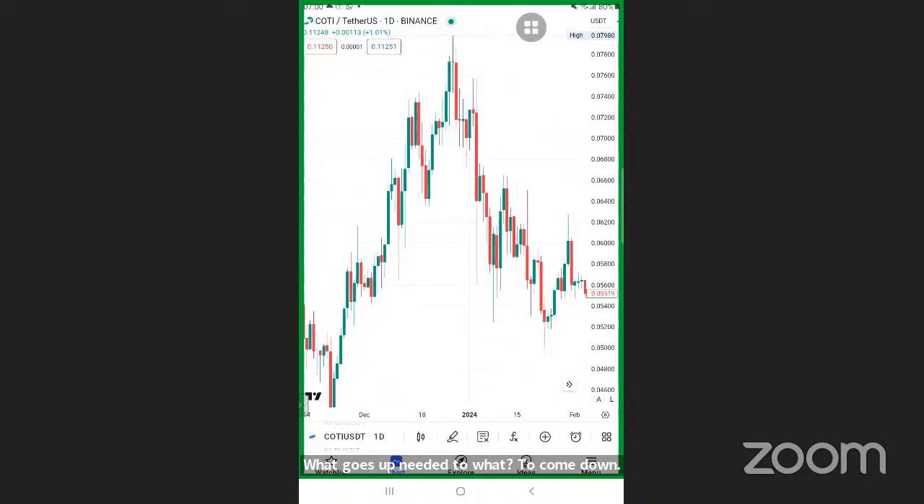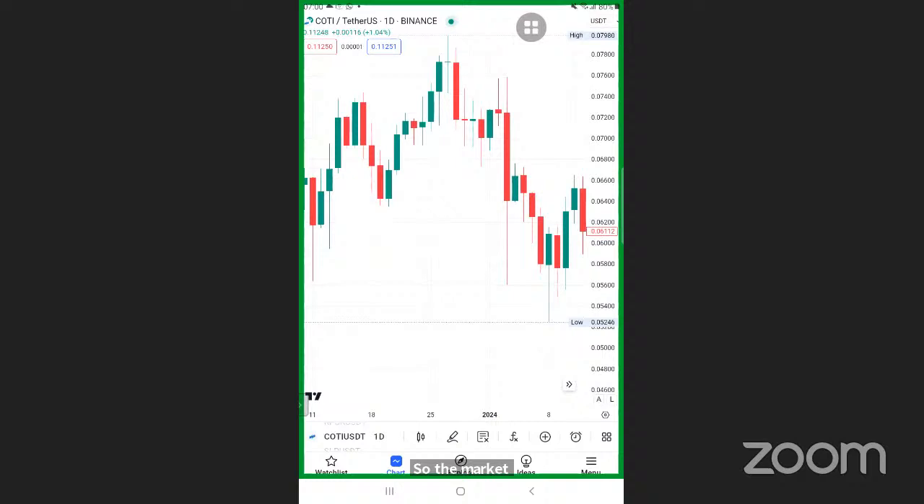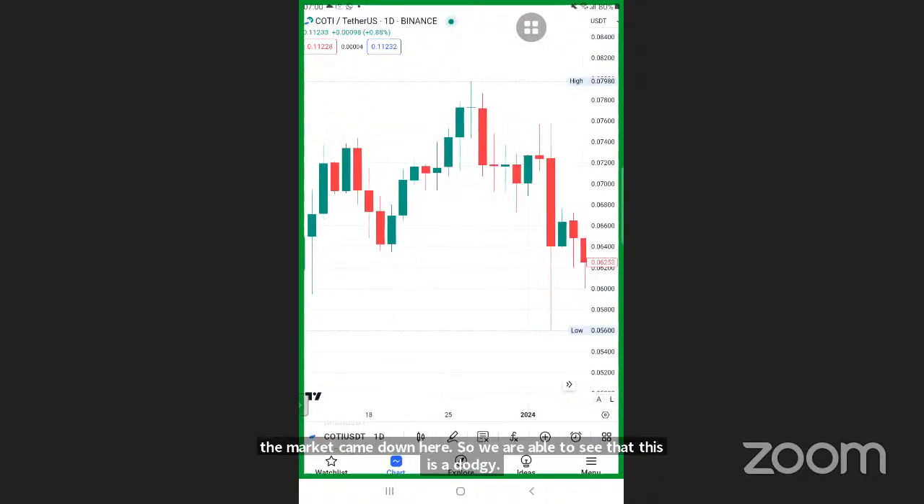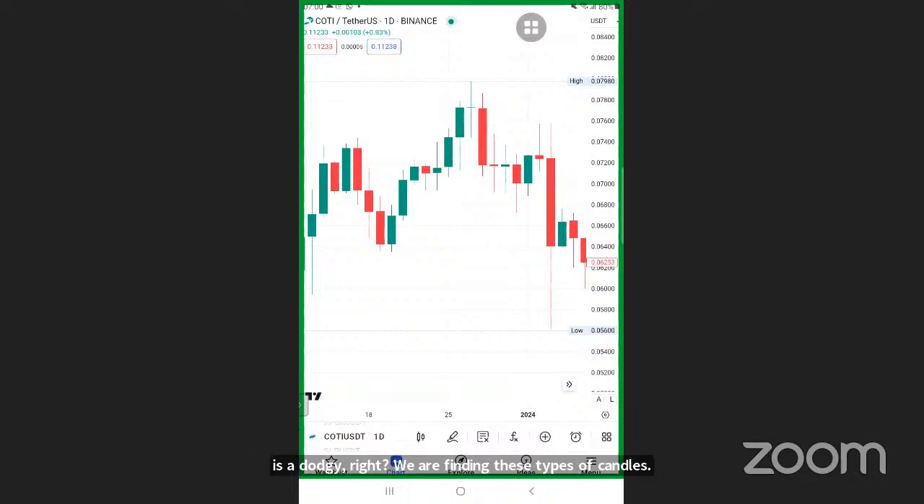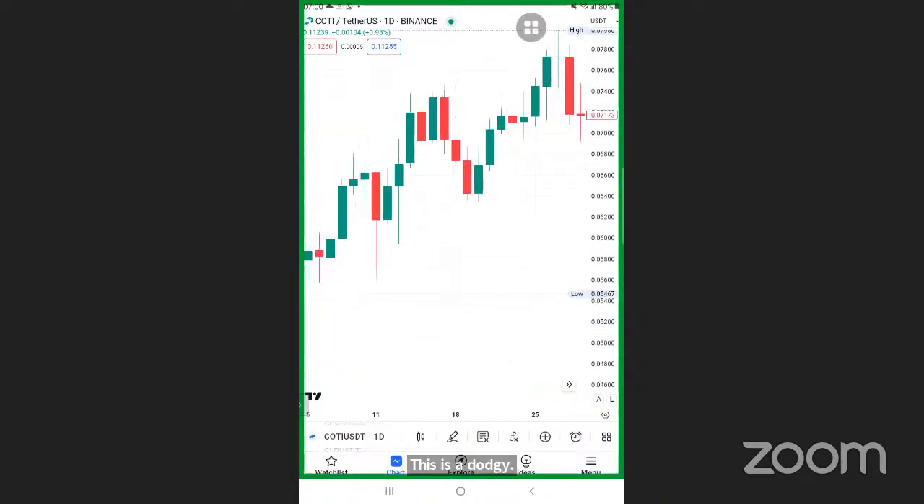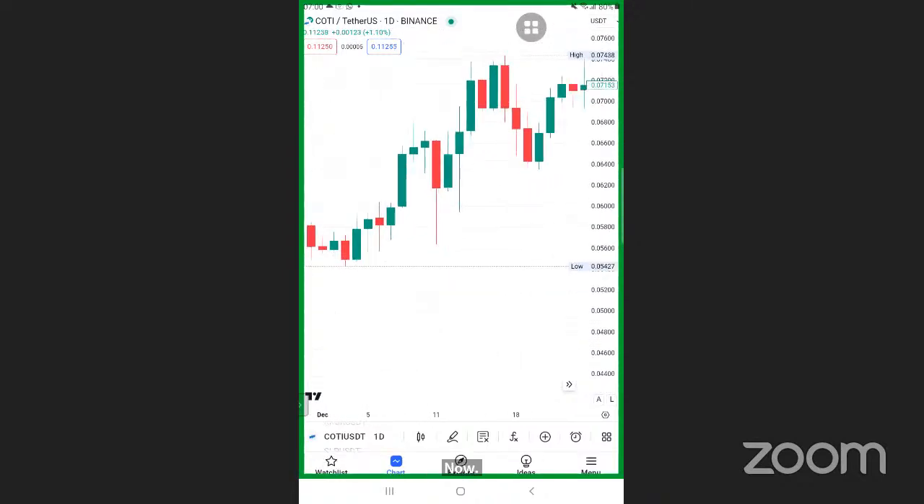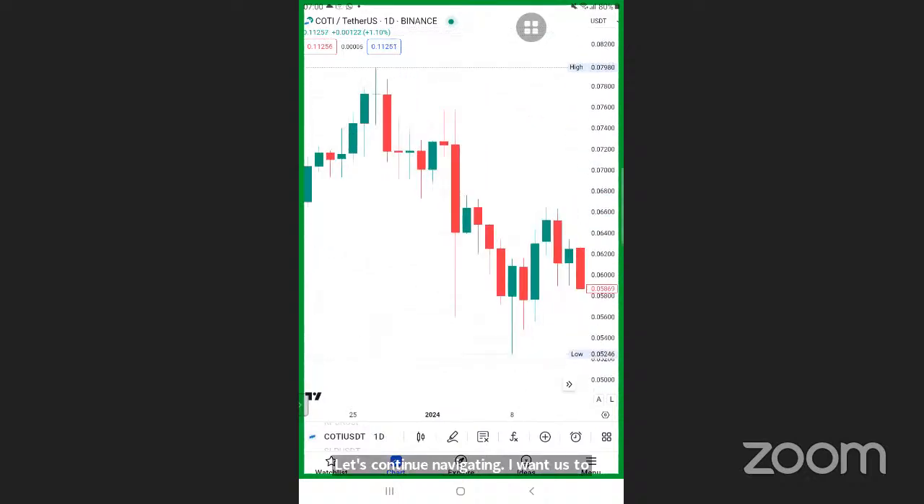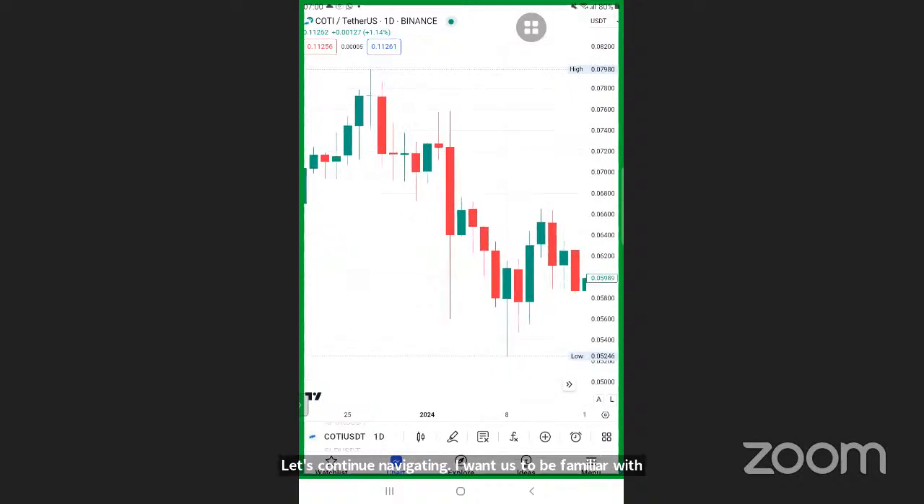So we are able to see that this is a doji. We are finding these types of candles. This is a doji. Now, let's continue navigating. I want us to be familiar with these types of candles when they are developing.